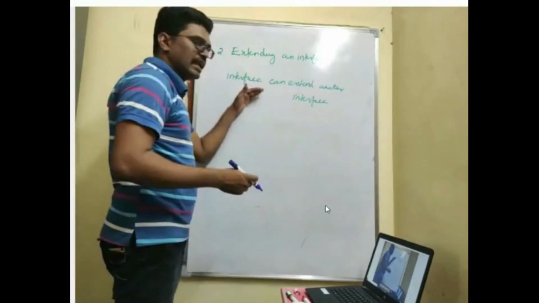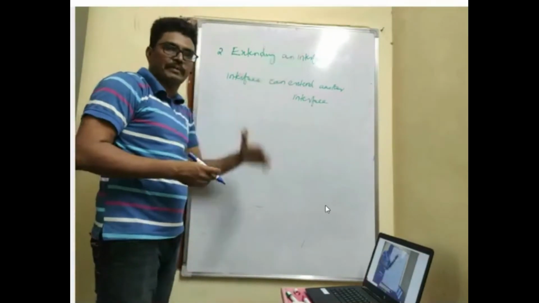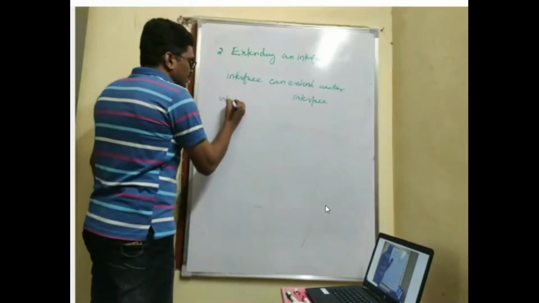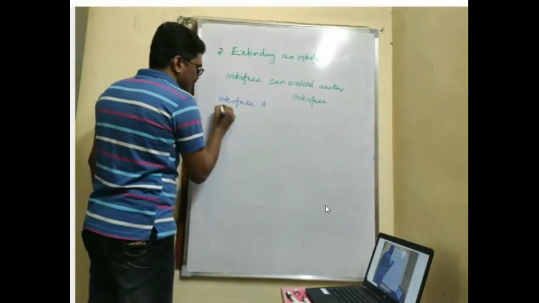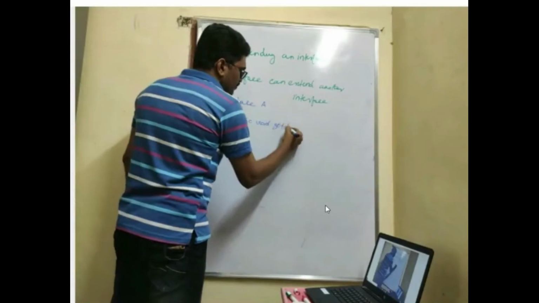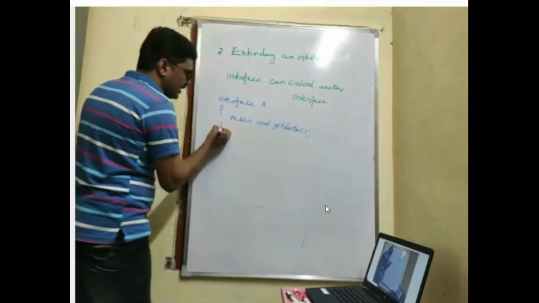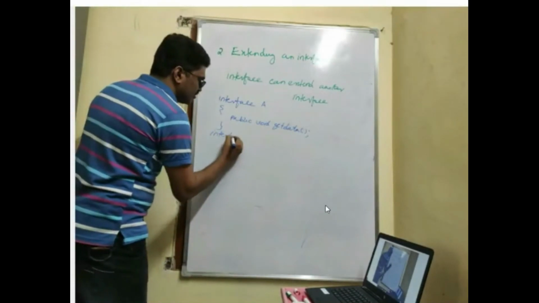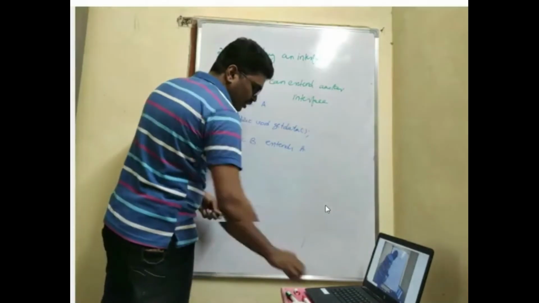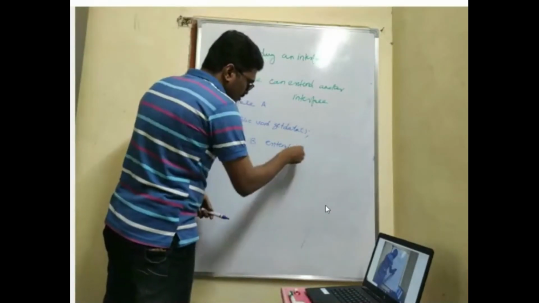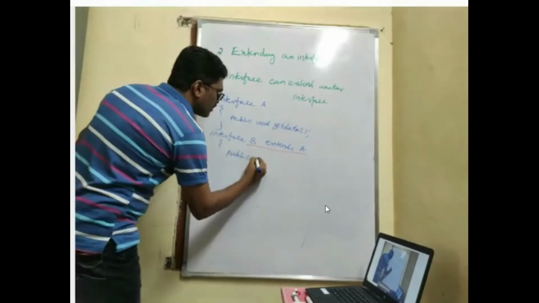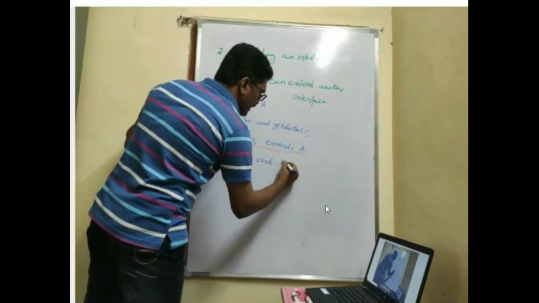So what happens when a class extends another class? It acquires the properties. Similarly, an interface also will acquire the properties. The same keyword extends is used. Suppose I write public void getData as the method that I have declared in interface A. I'll write interface B extends A. Here also only one is possible. Then I'll write public void putData.